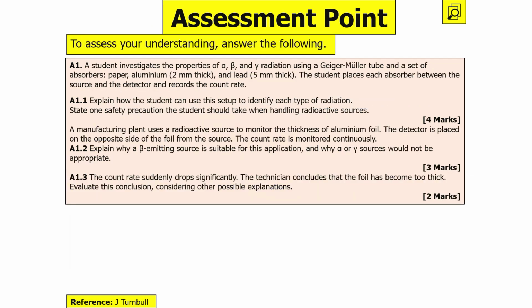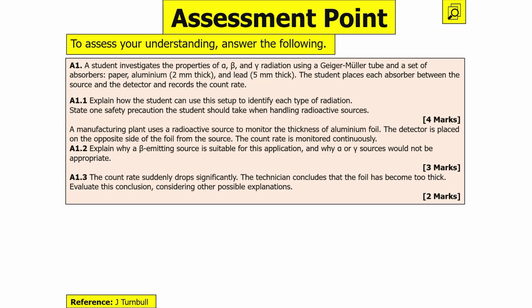A student investigates the properties of alpha, beta and gamma radiation using a Geiger-Müller tube and a set of absorbers: paper, aluminium 2 mm thick and lead 5 mm thick. The student places each absorber between the source and the detector and records the count rate. Explain how the student can use this setup to identify each type of radiation. State one safety precaution the student should take when handling radioactive sources.